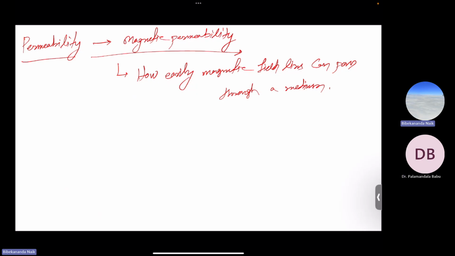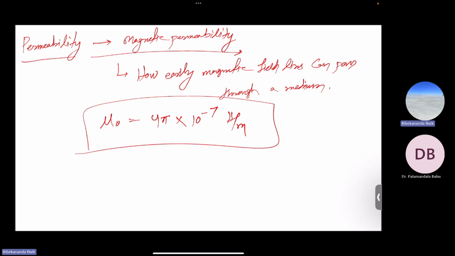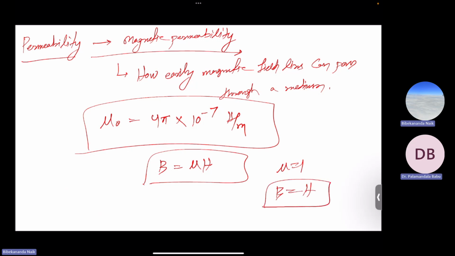And we know the magnetic permeability of free space is given by mu 0, and its value is 4 pi into 10 to the power minus 7 Henry per meter. And that's why the magnetic field intensity is given by the relation B equals mu H. When mu is equal to 1, then B equals H. It depends upon the medium.